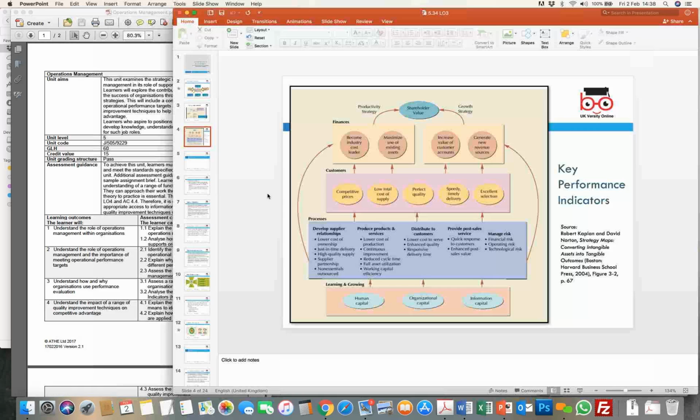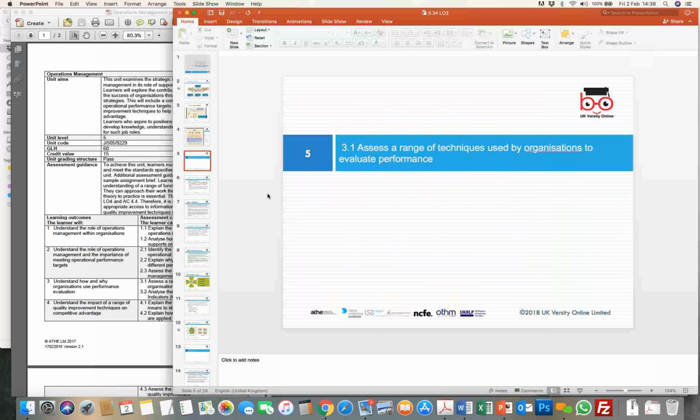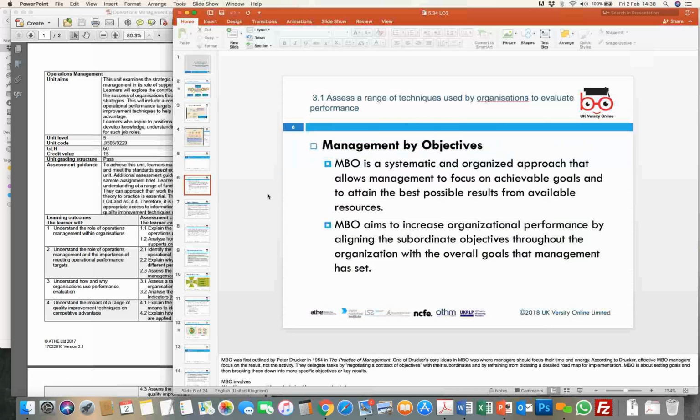So in learning outcome 3, we looked at a range of techniques used to evaluate performance. We can look at a lot of techniques, but the few we looked at were, first, one specifically related to the unit: management by objectives. This was introduced by Peter Drucker, and it meant that management is focused on achievable goals and puts the best possible resources into achieving them. They do not look at individual goals, but at everybody in the organization working to achieve the organizational goal.